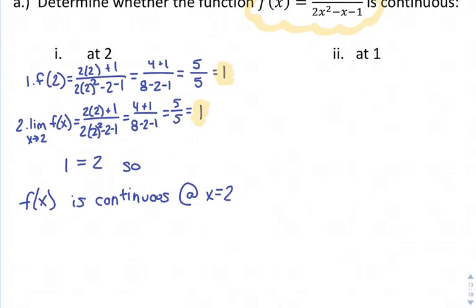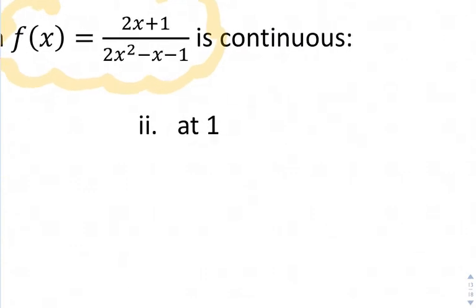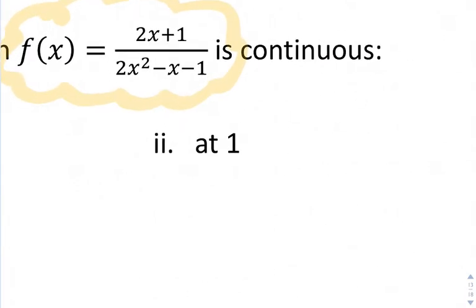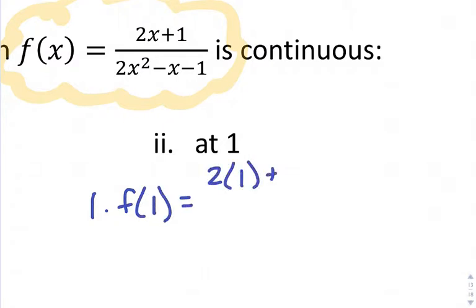So let's try another one. With this same function, we're going to see if it's continuous at 1. So I'm going to plug in f of 1. It would be 2 times 1 plus 1 over 2 times 1 squared minus 1 minus 1.